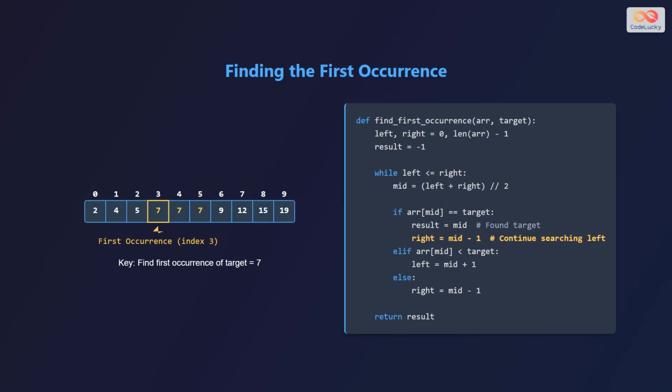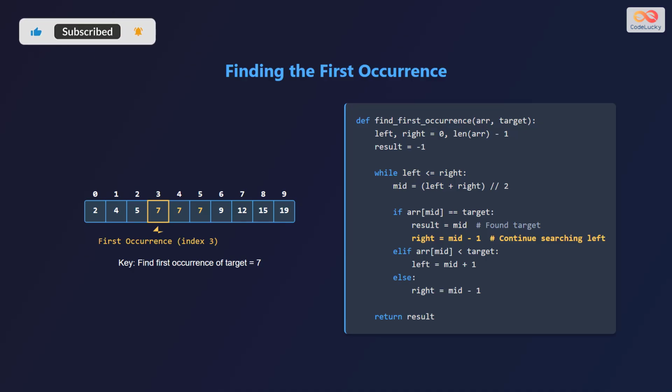Now, let's discuss how to find the first occurrence of a target value in a sorted array. The goal is to return the index of the first instance of the target. If the target appears multiple times, standard binary search might return any of those indices, not necessarily the first one. To find the first occurrence, when the target is found at the middle index, continue searching in the left half of the array. The code here implements this approach.